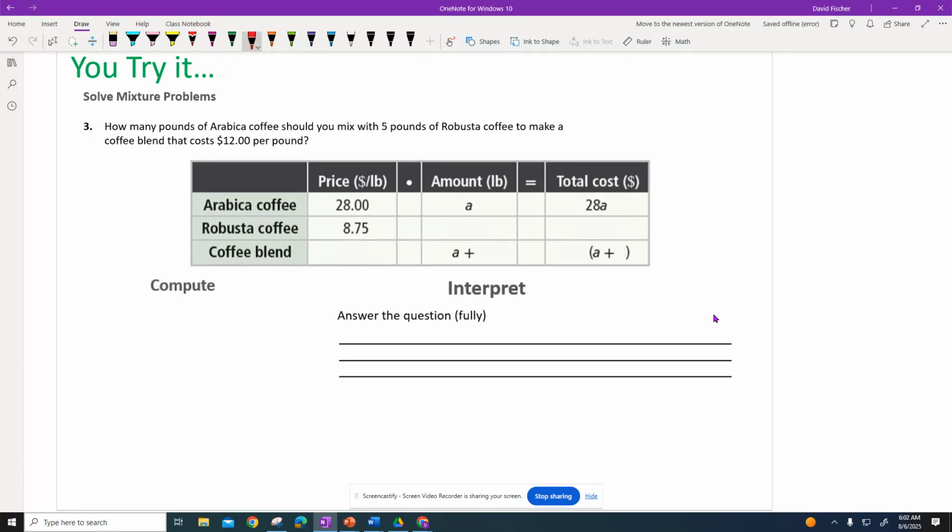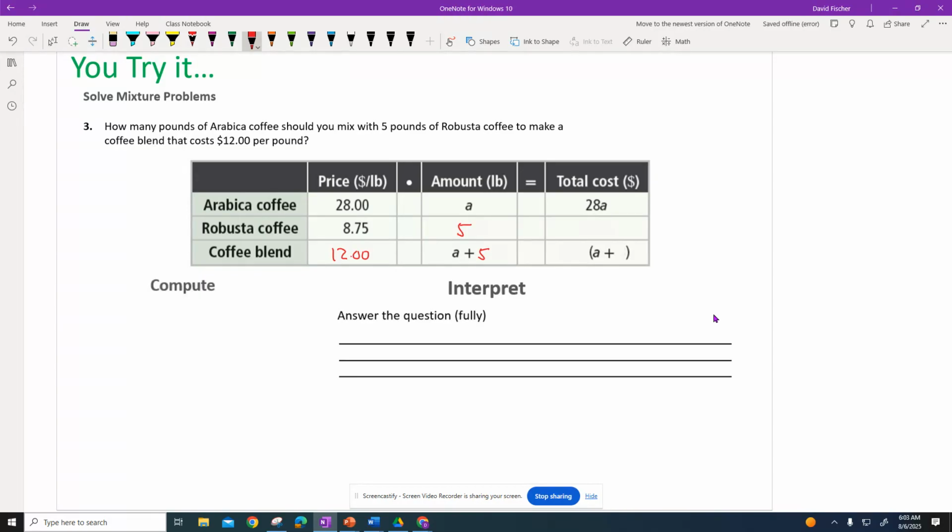Alright, so here's the total prices right here in the coffee blend. It said, how many pounds of Arabic coffee should you mix with 5 pounds of Robusta coffee to make a blend that costs $12 a pound? Well, they said we want $12. So if you look up above, when we did 12, that's where that guy goes. Now, the Robusta coffee, they told you how many pounds. It's 5 pounds. Okay, so now we got A plus 5. We don't know how much of this, but we already have 5 pounds of that coffee, so that 5 goes right there.